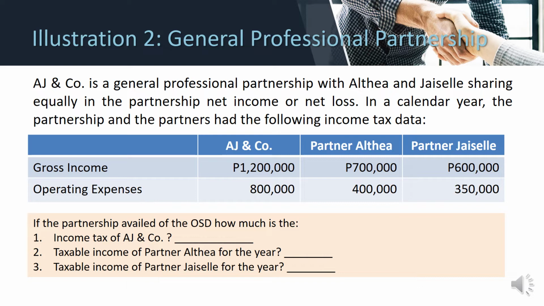For partner Althea, her own gross income amounts to 700,000 and her own operating expense amounts to 400,000. While partner JCell has a gross income of 600,000 and operating expenses of 350,000. If the partnership availed of the optional standard deduction, how much will be the income tax of AJ and Company? How much will be the taxable income of partner Althea? And how much will be the taxable income of partner JCell for the year?